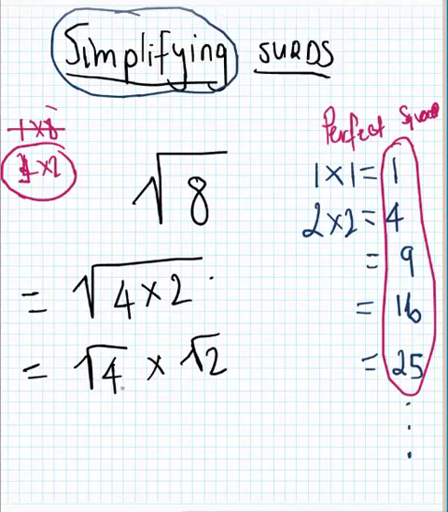The square root of 4, what's the square root of 4? The square root of 4 is 2. The radical sign, the square root, is gone. But I've got times the square root of 2. And we're pretty much done. We have simplified this surd.